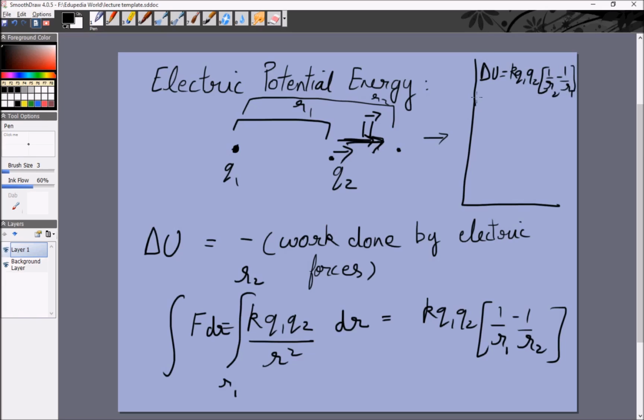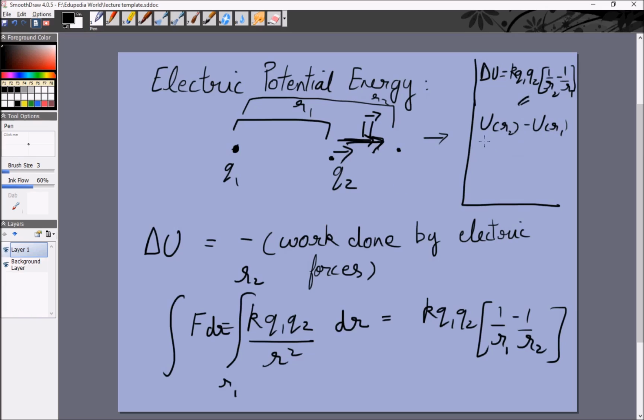Right, and since potential energy depends on the configuration, in other words the distance between the two, delta U can actually be written as U(R2) minus U(R1). U(R2) is the potential energy when they are at a distance R2 apart, and U(R1) is the potential energy when they are at a distance R1 apart. The change in potential energy, remember, will be the final minus initial. Initially it was R1, finally it was R2. So U(R2) minus U(R1) is equal to this particular quantity.